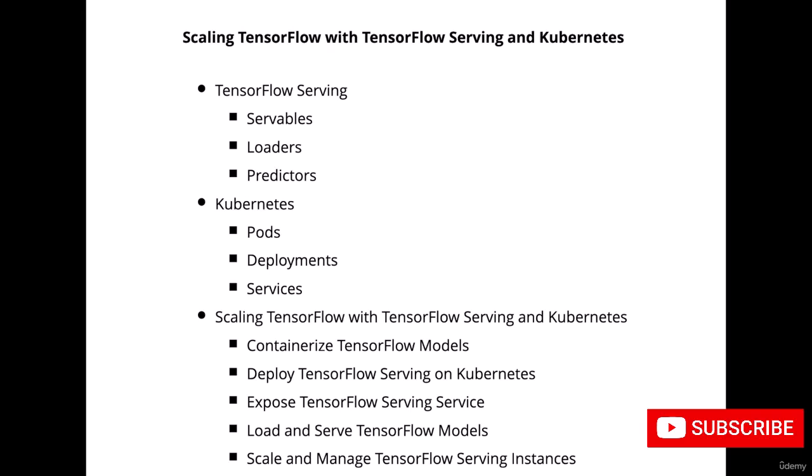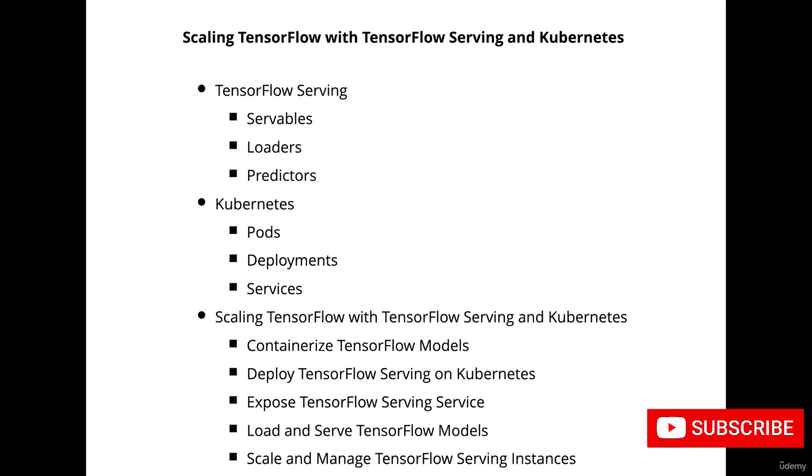TensorFlow Serving is a flexible, high-performance serving system for deploying machine learning models in production environments. It provides a platform-agnostic interface for serving TensorFlow models over a network and includes features such as model versioning, monitoring, and scalability. Key components and features of TensorFlow Serving include servables. TensorFlow Serving organizes models into servables, which represent the different versions of a model that can be served. Each servable is associated with a unique version number and can be loaded and served independently.